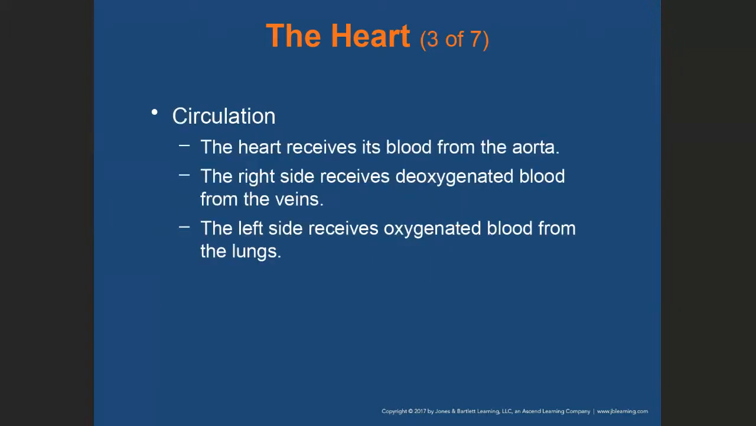Now, circulation. The heart receives its blood from the aorta. So the coronary arteries originate from the aorta. When the aortic valve closes, there is some runoff. That runoff enters the coronary artery and the heart muscle gets its blood supply. The right side receives deoxygenated blood from the veins. The left side receives oxygenated blood from the lungs.